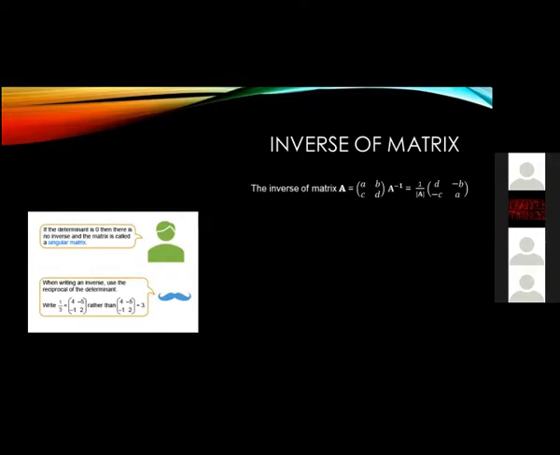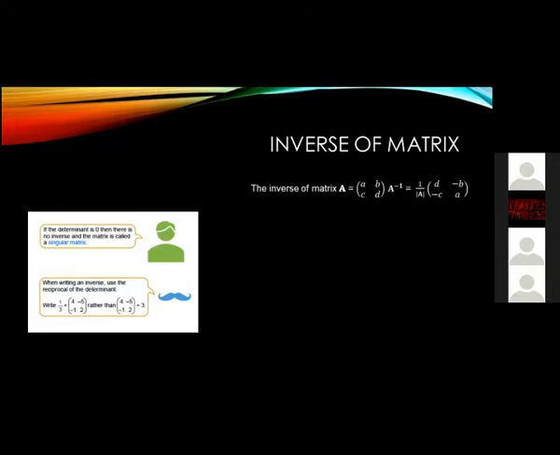Inverse of a matrix. The inverse of matrix H, with entries A, B, C and D, is H to the power of negative 1, which equals 1 over the determinant, (AD minus BC), times the matrix with D and minus B on top and minus C and A on the bottom. If the determinant is 0, then there is no inverse and the matrix is called a singular matrix.